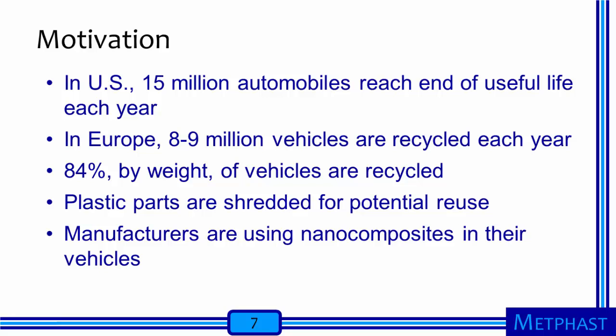The motivation for this research was that each year, approximately 15 million automobiles in the United States reach the end of their useful lives. In Europe, this number is 8 to 9 million vehicles. By weight, about 84% of these vehicles are recycled. The plastic parts from these vehicles are often shredded for potential reuse. Automobile manufacturers are increasingly using plastics reinforced with nanomaterials in their vehicles, and these so-called nanocomposites are now being recycled.